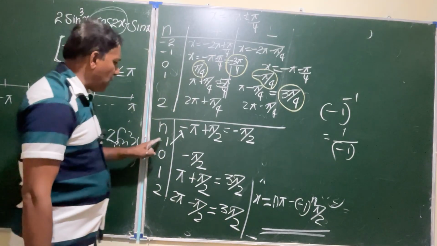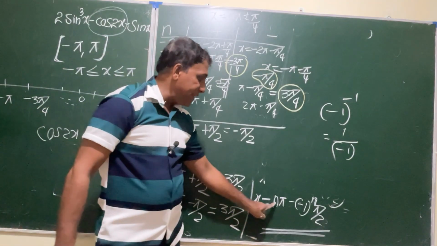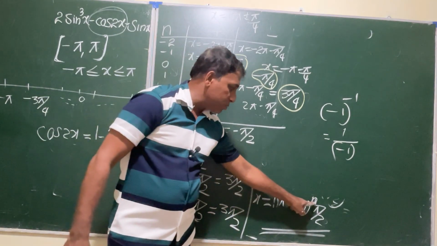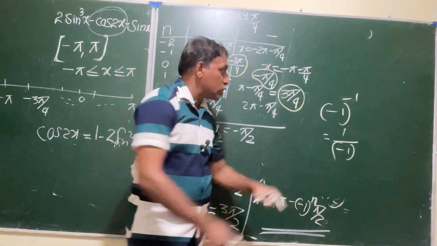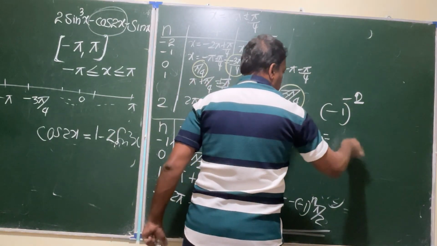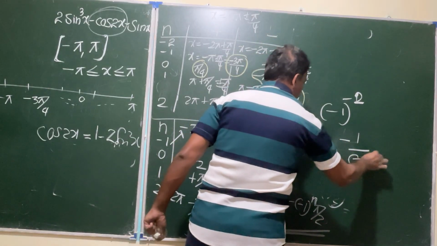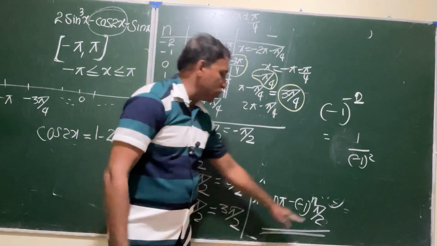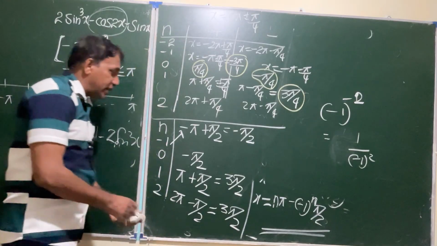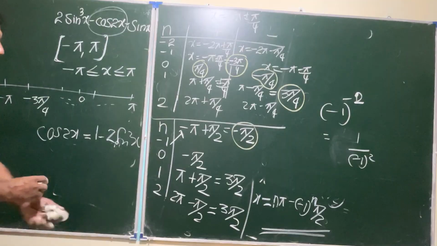What about negative n? If n is minus 2, minus 2 pi here, and minus 1 to the power minus 2 is 1 over minus 1 squared, which is positive. So minus 2 pi also you can't take. Therefore, here the solution is minus pi by 2, the same answer.